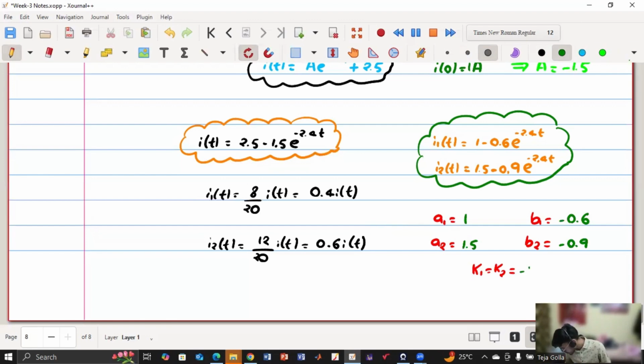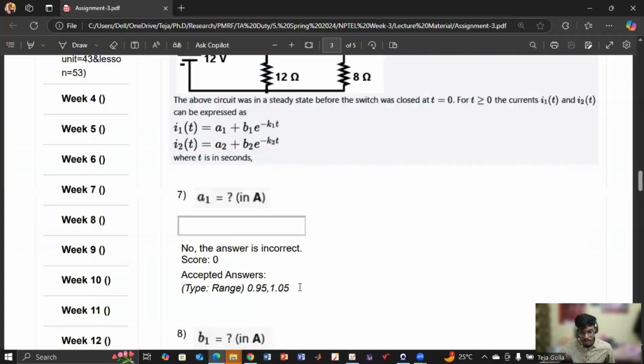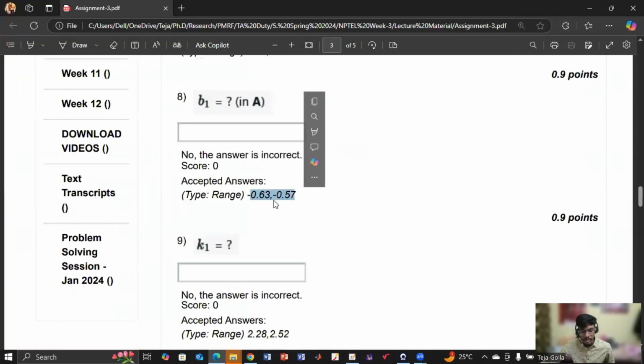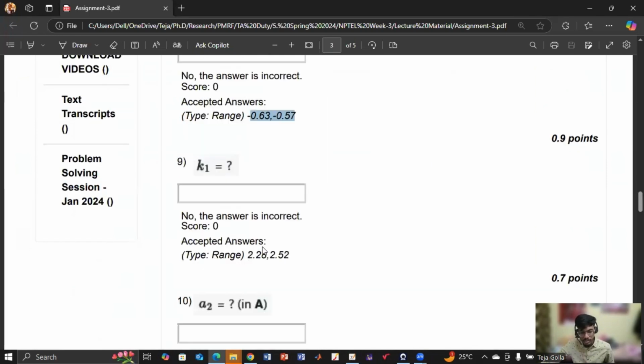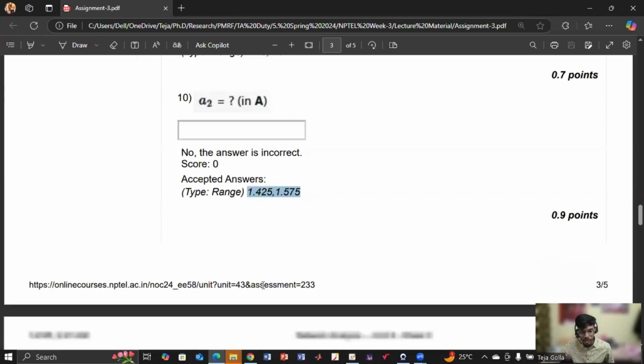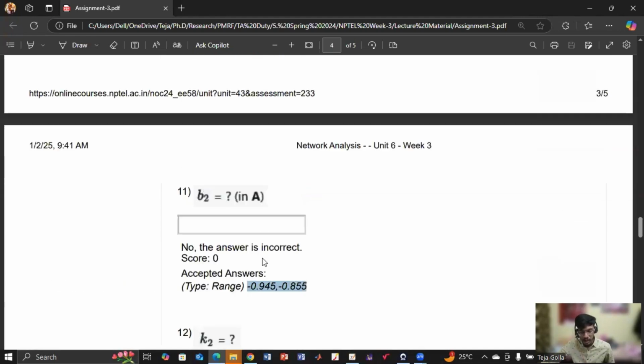Minus 2.4. Okay. So now let us go and check. So A1 is 1. And then B1 we got minus 0.6. So it is in the range. K1 is 2.4. It is in the range. A2 is 1.5. It is in the range. And minus 0.9. And then K2 is also 2.4.